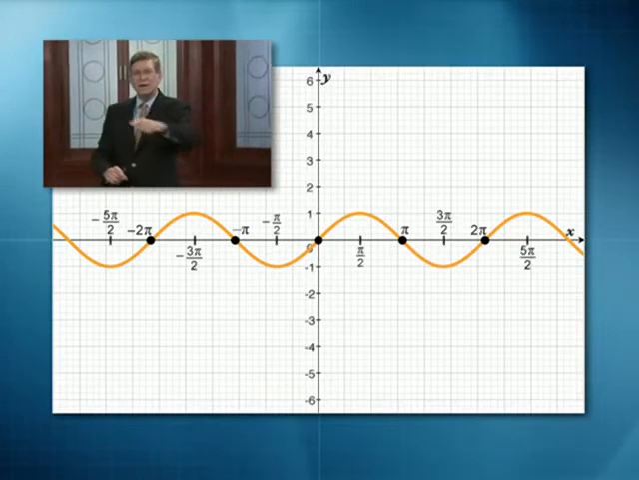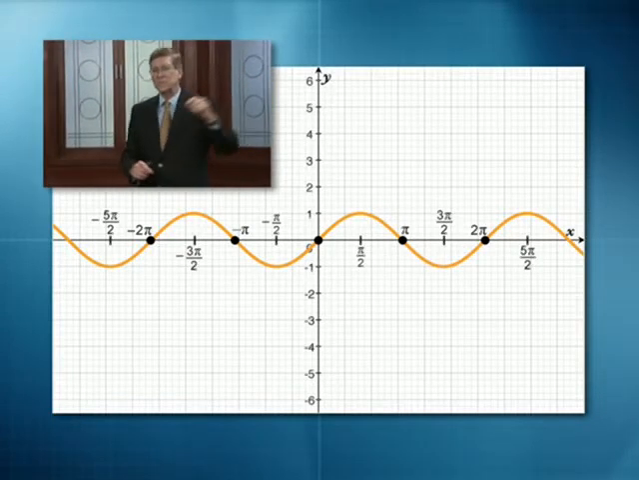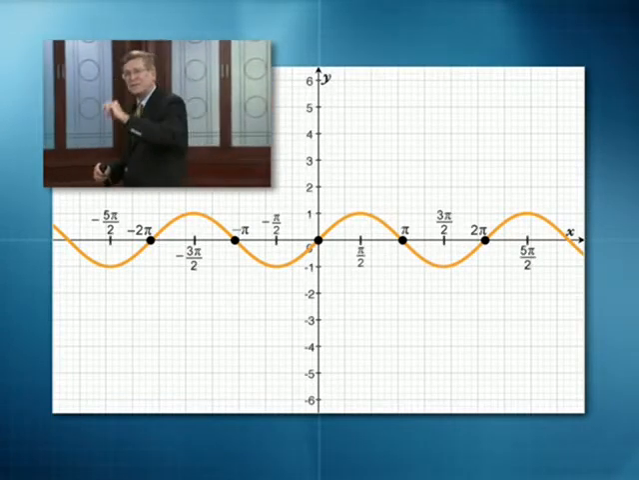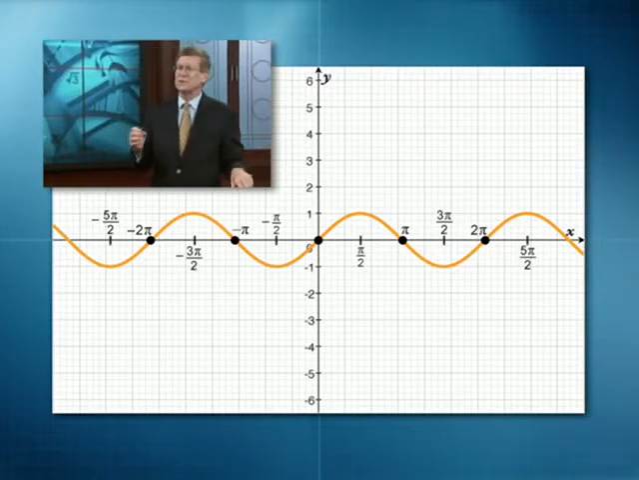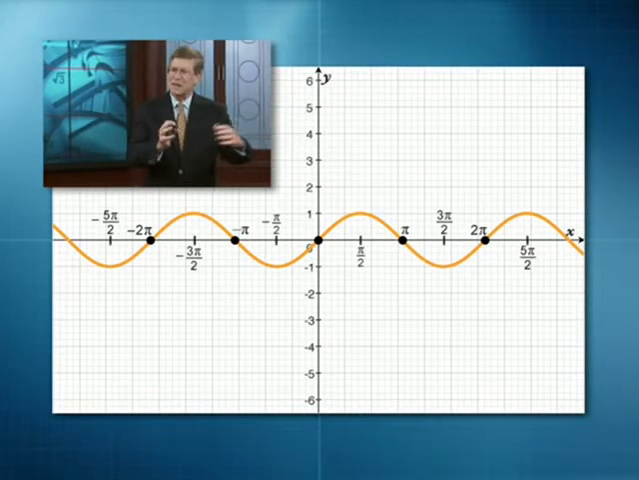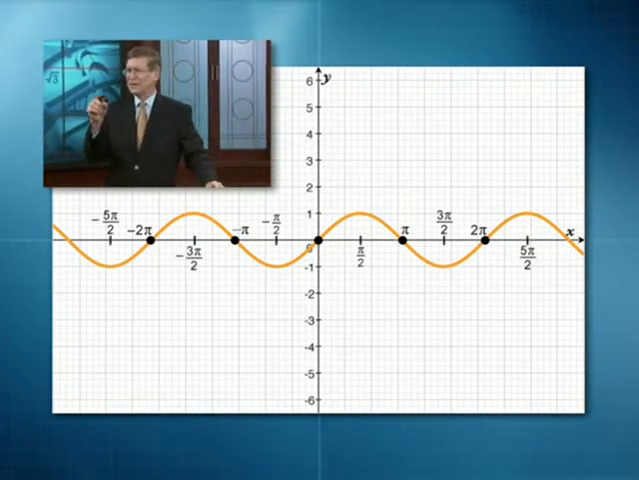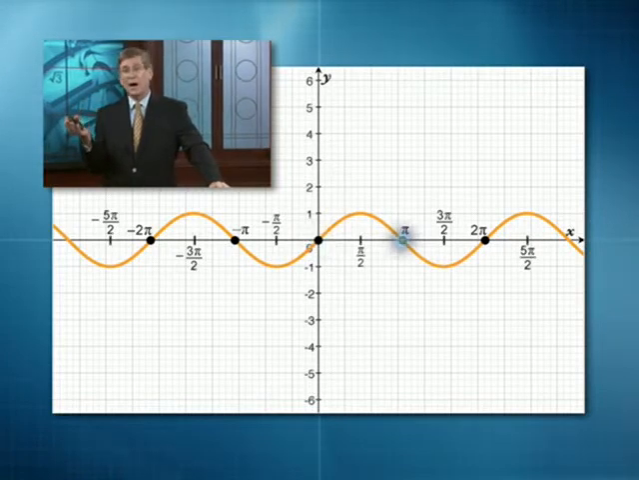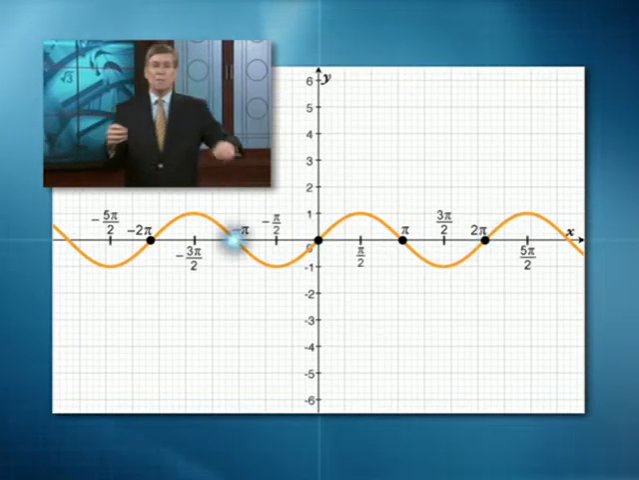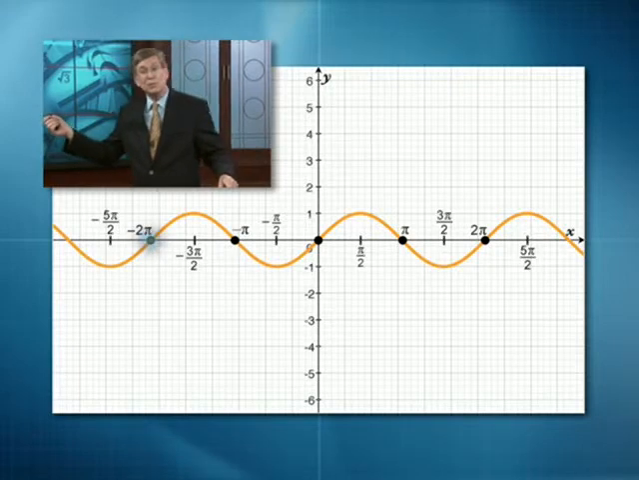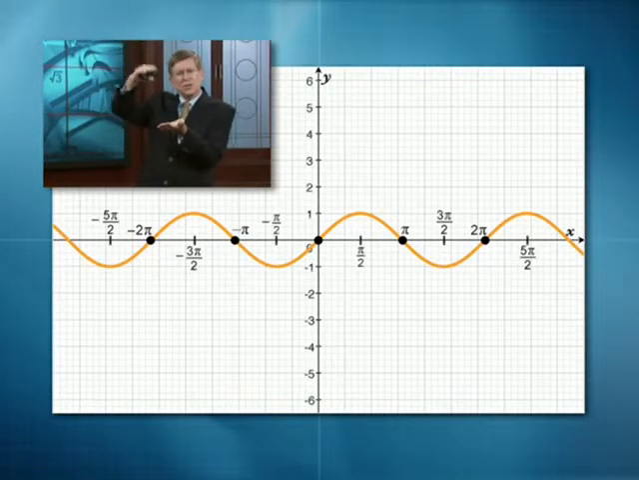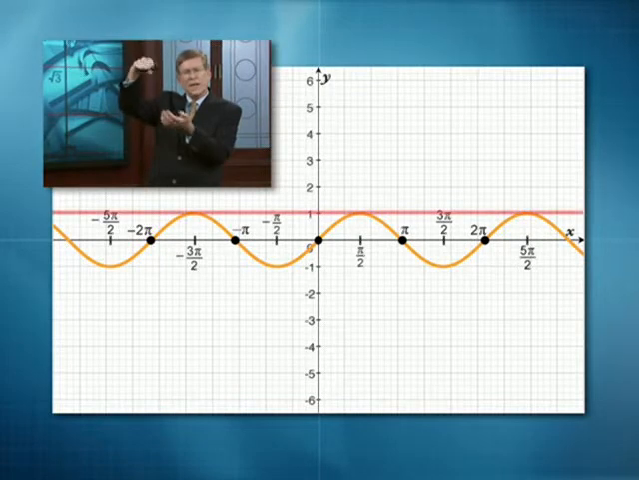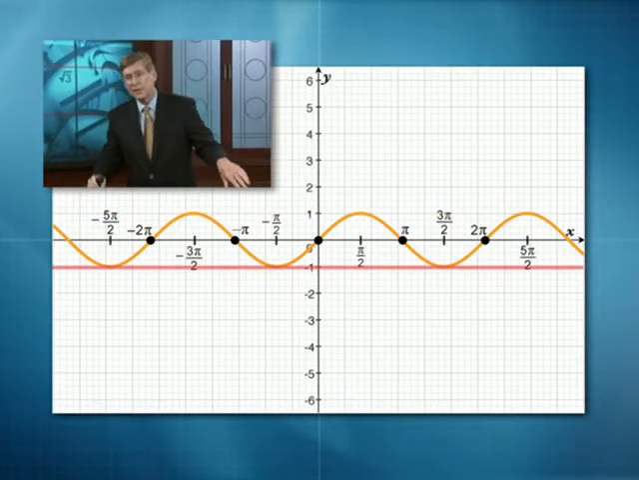You see how it goes up and down, up and down. Here are some important features of this graph. Please savor it. When you're having breakfast one day, bring the graph and put it next to you and start looking at it. For instance, it crosses the x-axis at 0, pi, 2 pi, minus 2 pi. Those are the x-intercepts. How high does it go? It goes up to 1, and then it goes down to -1.